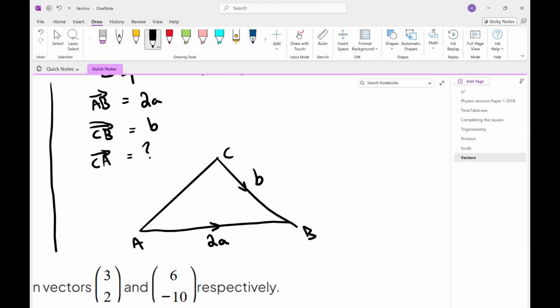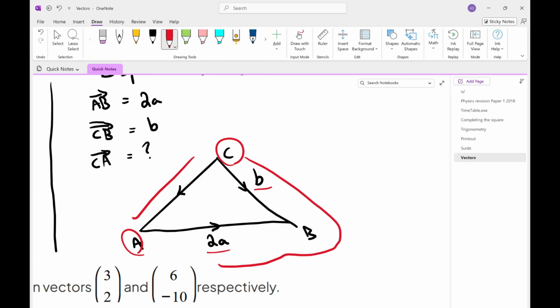Now, in this situation, how would we find C to A? So we need to find this path. Another way to look at it is how can we use these two values to get from C to A? So we're going to go all the way around, because the vector value is going to be the same, because a vector is looking at magnitude and displacement. So it doesn't matter how long it takes to get there or the shortest route. All the routes are going to add up to the same.